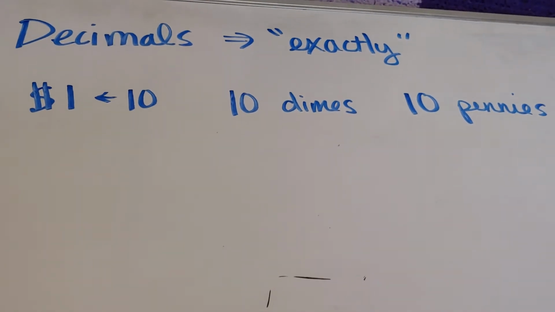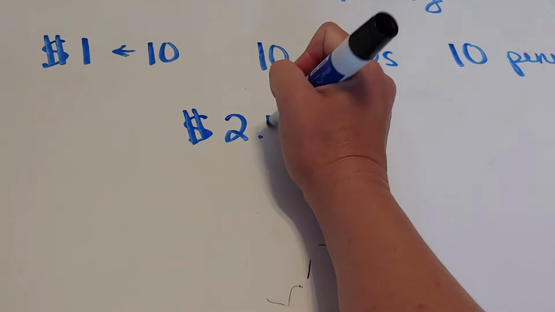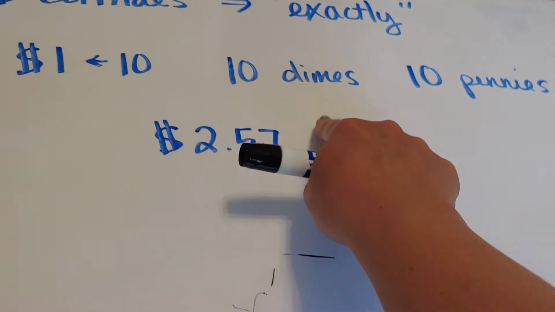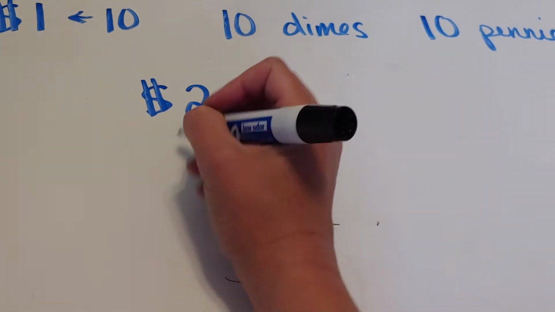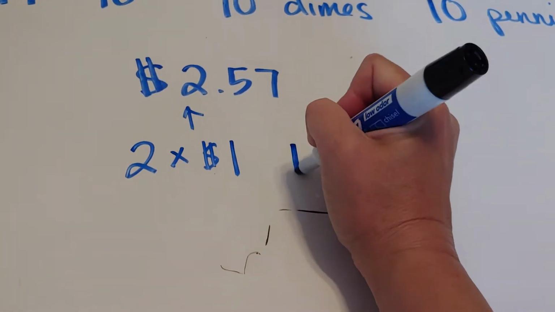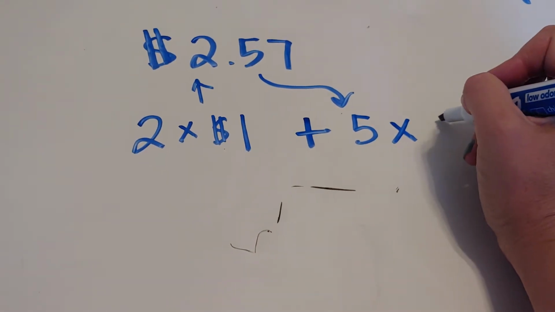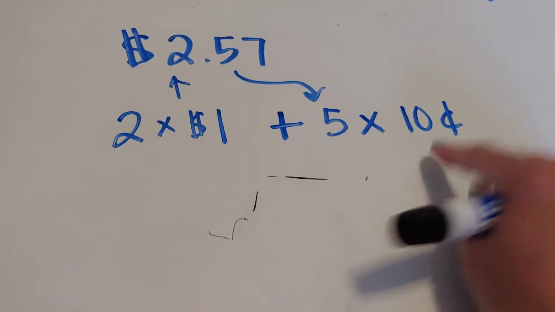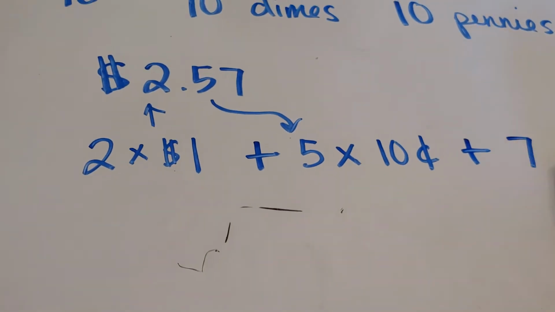Okay, so the idea here is that if I wanted to make up, for example, $2.57 in the most efficient way using dollars, dimes, and pennies, then what I would want is 2 dollar bills. I would want 5 dimes, okay? So I'm going to write 10 cents, but I'm going to change that in just a second. And then I would want 7 pennies.